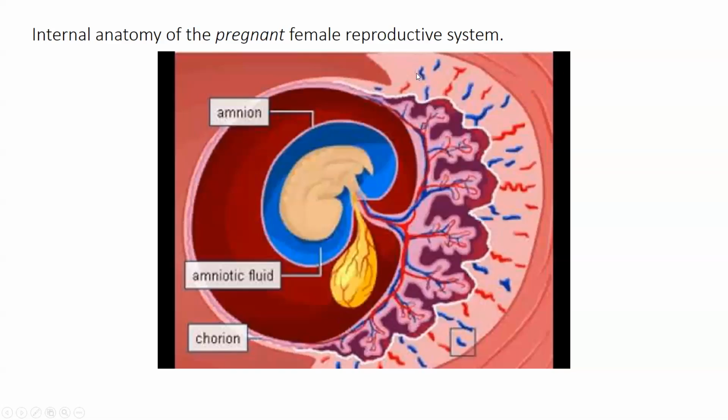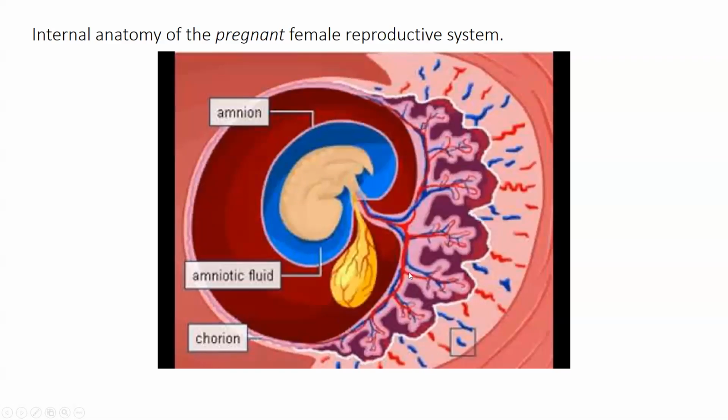I'll point something else out here. This endometrium extends all the way around that developing embryo. The chorion is inside the wall of the uterus. So for all 9 months, that fetus is going to develop inside the wall of the uterus.